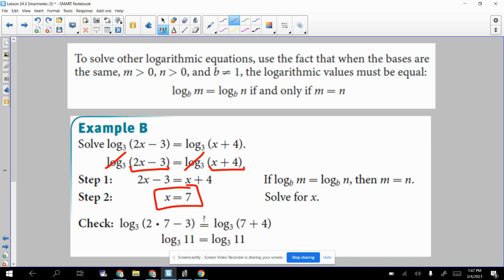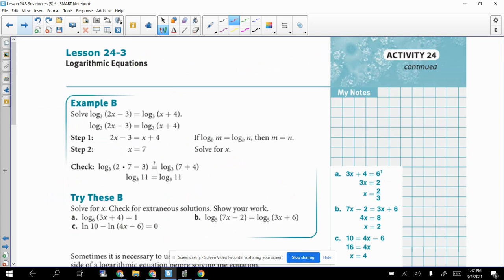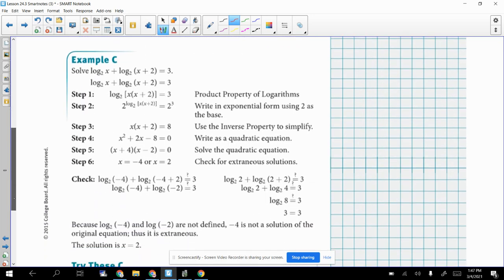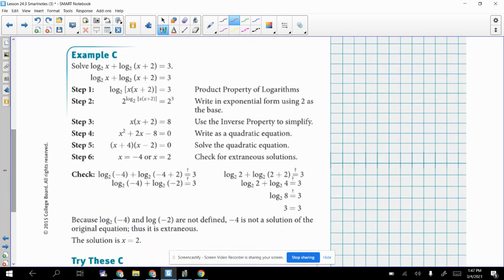Okay? And again, in this case, you should plug back in, which is what they did here, to check the work, make sure it's not extraneous, and you get log base 3 of 11 equals log base 3 of 11, so you know you're good to go. Okay, so that's good. All right, so let's try some of these in a second. That was this example B here, and we're going to try some of those, but let's take a look at example C, okay? Because in example C here, you have to use your log properties that we already learned about.